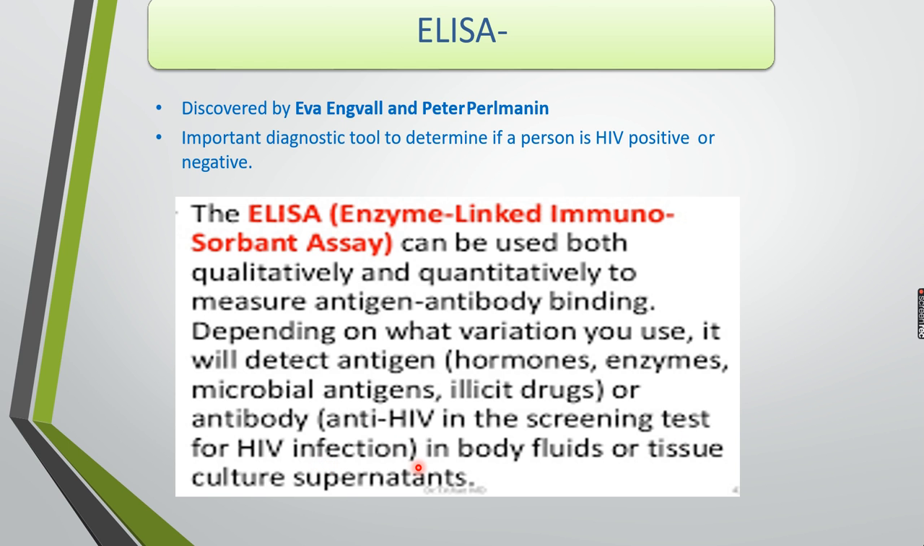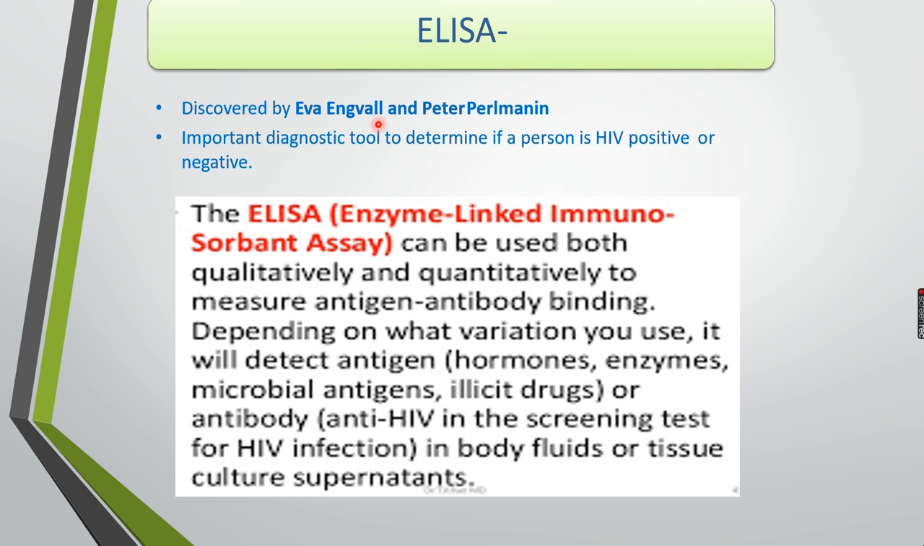The person's blood is tested in this screening test. If antibodies for the HIV virus are present in the person's blood, body fluid, serum, or tissue culture supernatant, then it shows HIV antibodies are there, so the person is HIV positive. Or sometimes we can detect even a low concentration of the HIV antigen, and that person is HIV positive. Like this, we can find out.